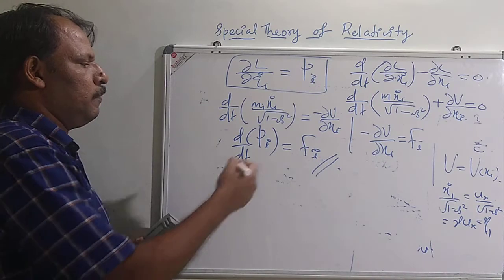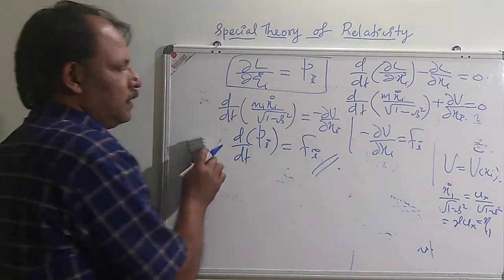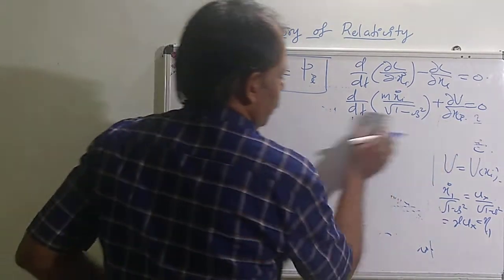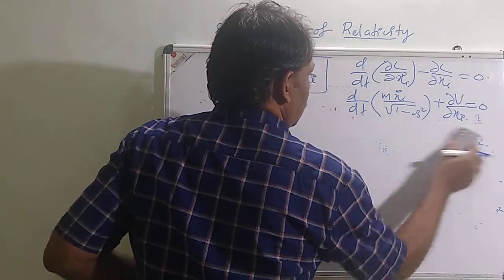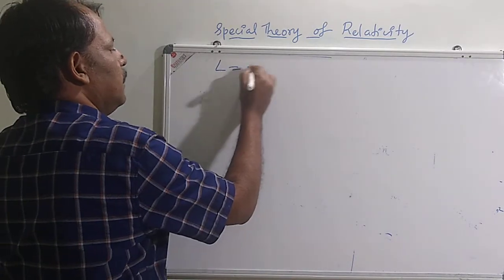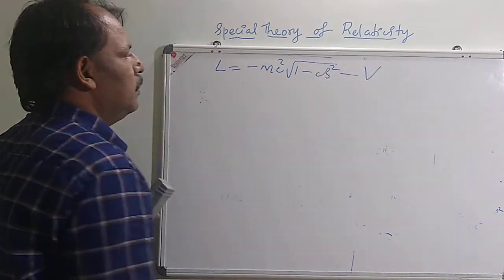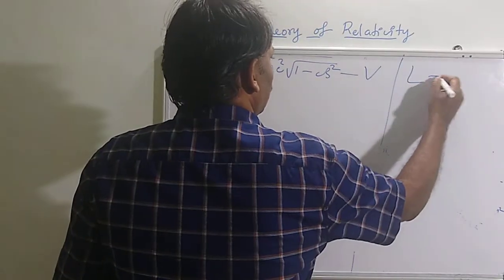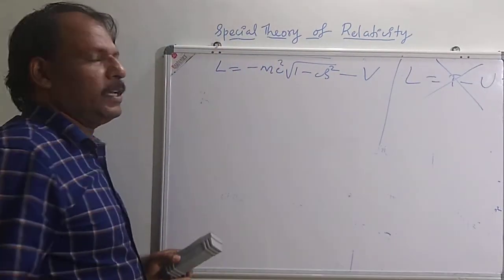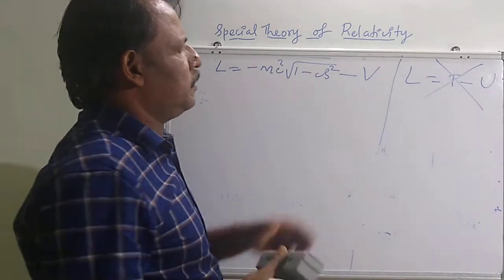So the same equation of motion is applicable in the relativistic case, when we consider the Lagrangian as minus mc square into root of 1 minus beta square minus V. Here the Lagrangian is no longer T minus V. In the non-relativistic case, we have assumed the Lagrangian as T minus V. Here it is not T minus V.